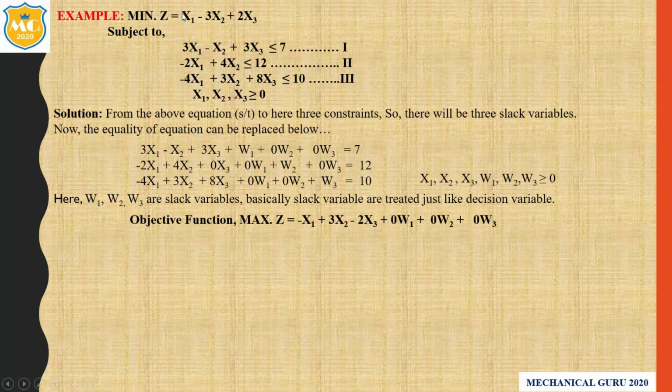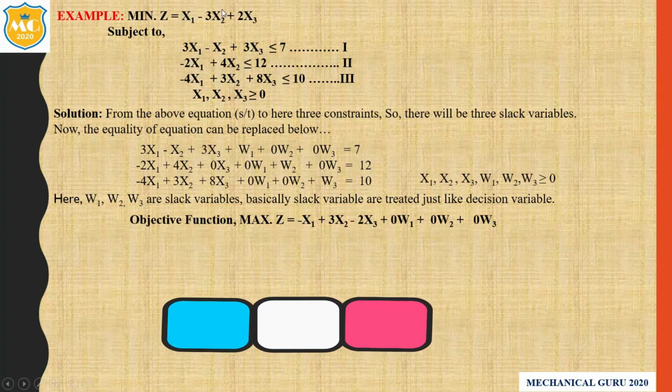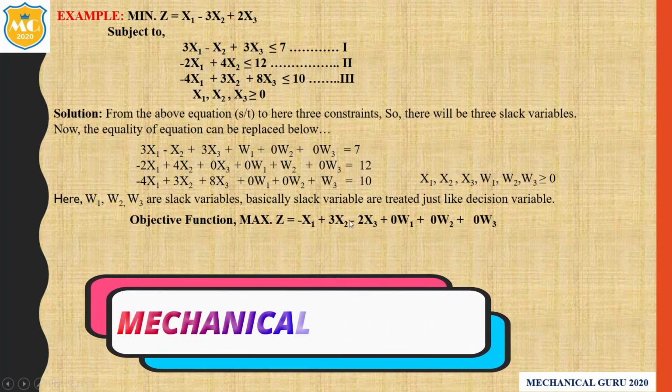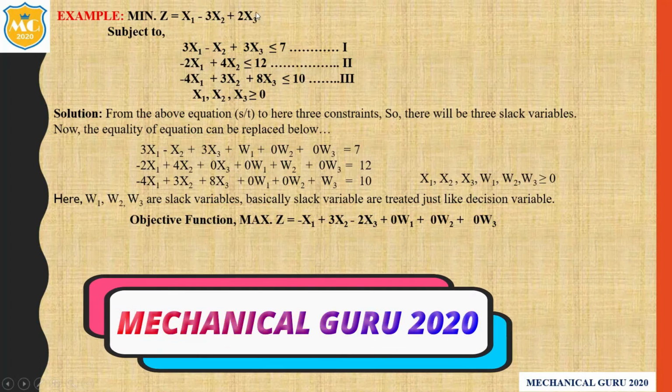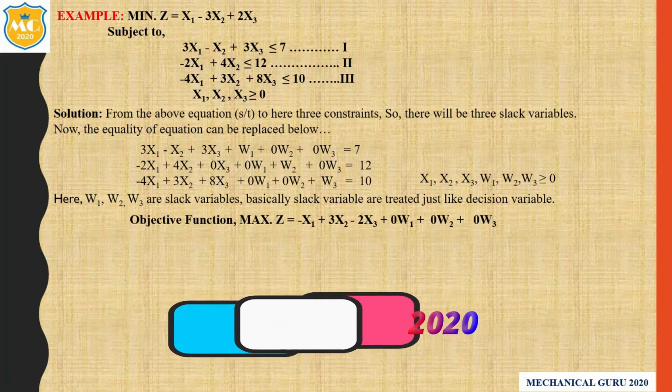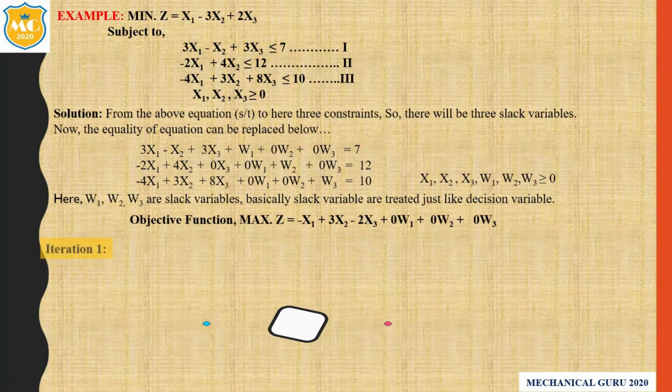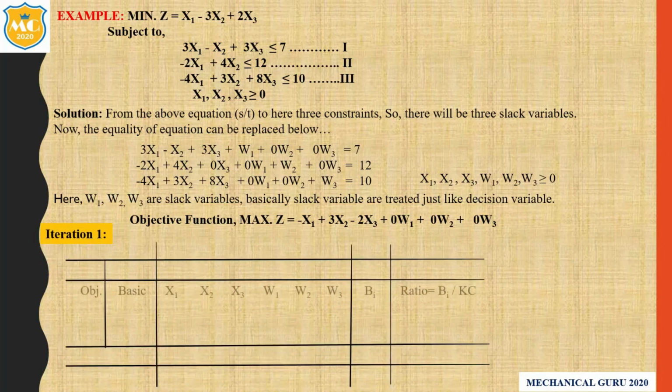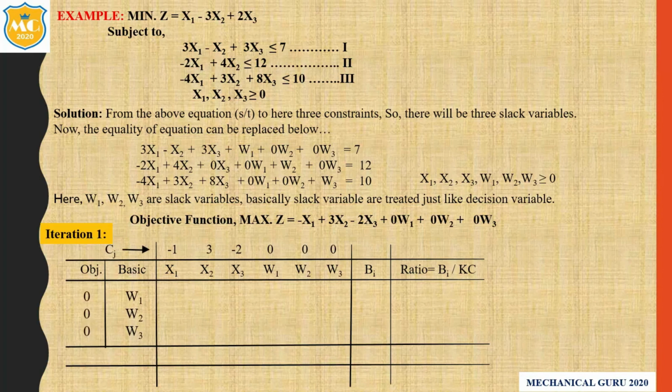So maximize z is equal to, here plus x1 becomes minus x1, here minus 3x2 becomes plus 3x2, here plus 2x3 becomes minus 2x3. Okay, just simply multiply by minus 1 on both sides of the objective function. So the problem is converted from minimization to maximization. Now this problem I will solve as a maximization problem. Same equation, same format. Clear?